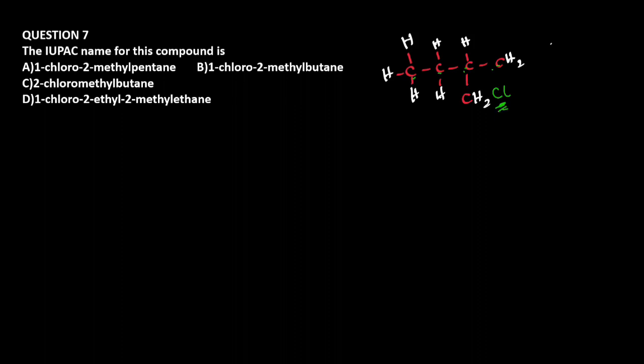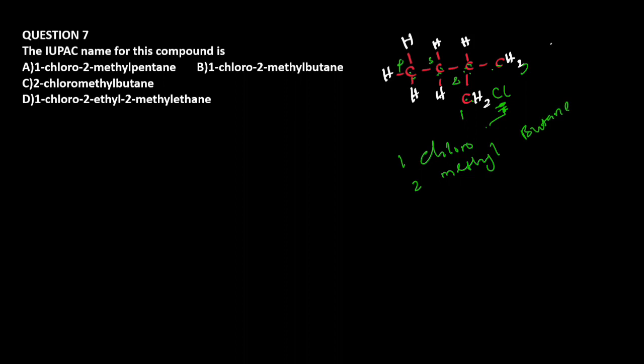You have to give more priority to this particular chain, to this particular flow. So instead of starting from this end by saying 1, 2, 3, 4, I would like to start from this end. So it will be 1, 2, 3, 4, something like this. Now we have 1-chloro, right? Also we have 2. This will be 3, not 2. So we have 2-methyl, then 1, 2, 3, 4 butane.